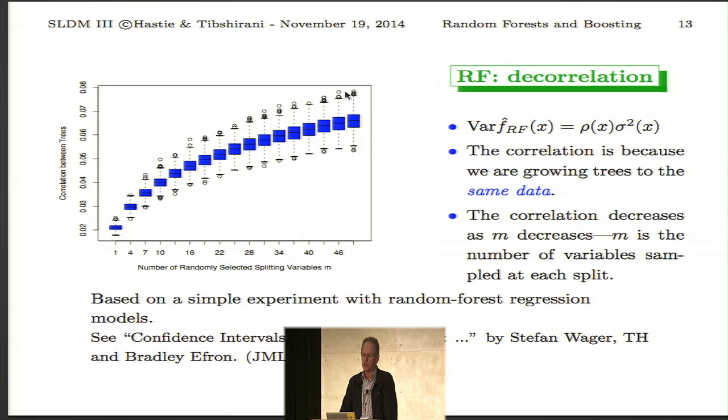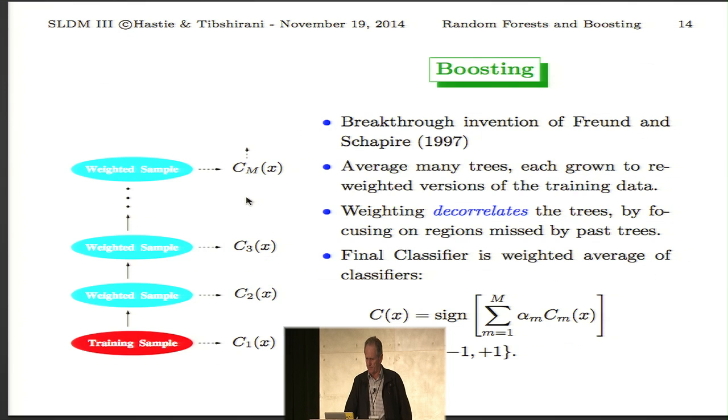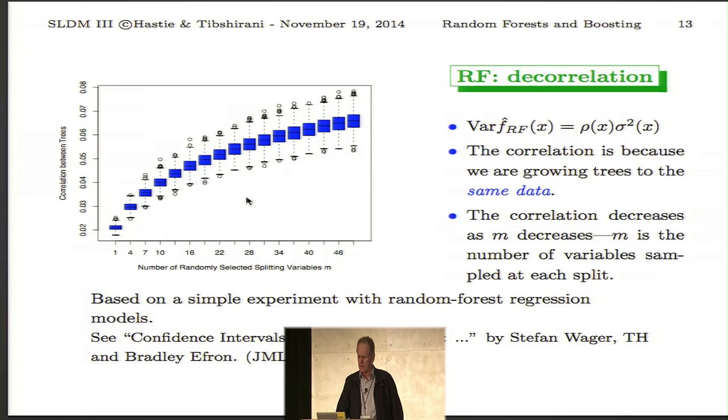This is just a little picture showing how the correlation between trees goes down as the number of variables you pick gets smaller each time you come to split. So if you randomly just pick one variable out of the pool, the correlation between the trees is the smallest, and then the more you pick, the higher it goes. So this is just showing how the correlation works. There's a chapter in our book that describes all of this in more detail. Okay. So that's random forests, and I'll show you some further pictures on random forests in a bit.